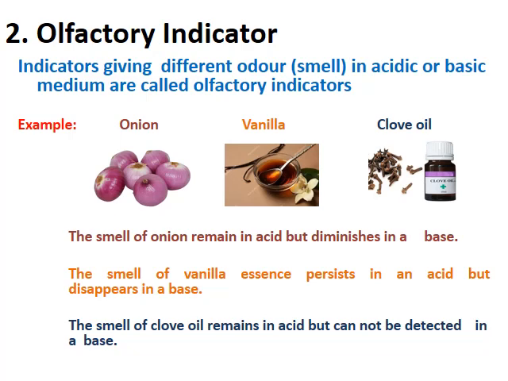The smell of onion remains in acid but diminishes in a base. In the same way, in case of vanilla essence also, the smell remains in acid but disappears in a base. In case of clove oil, the smell remains in acid but cannot be detected in a base.